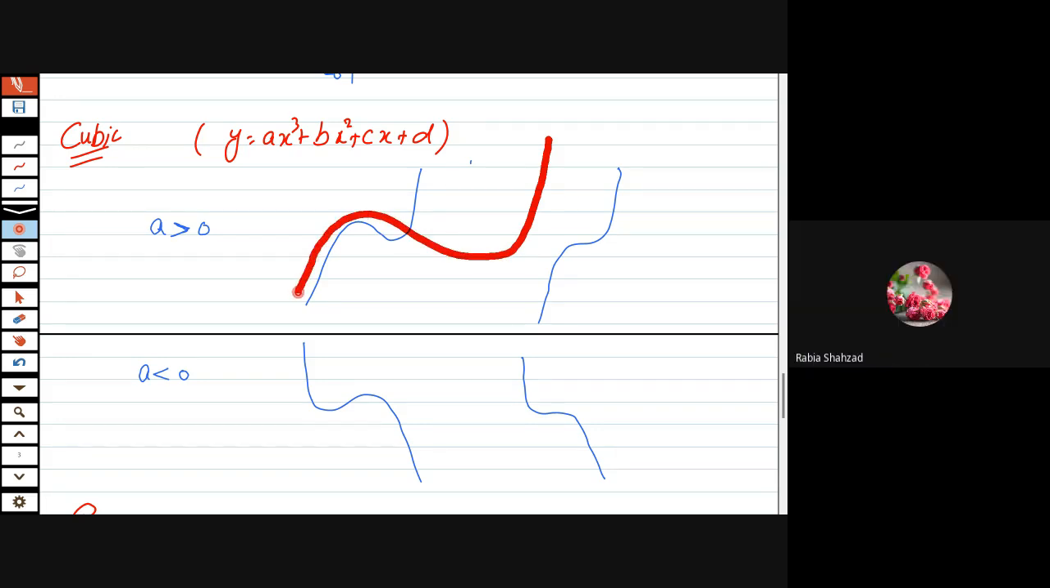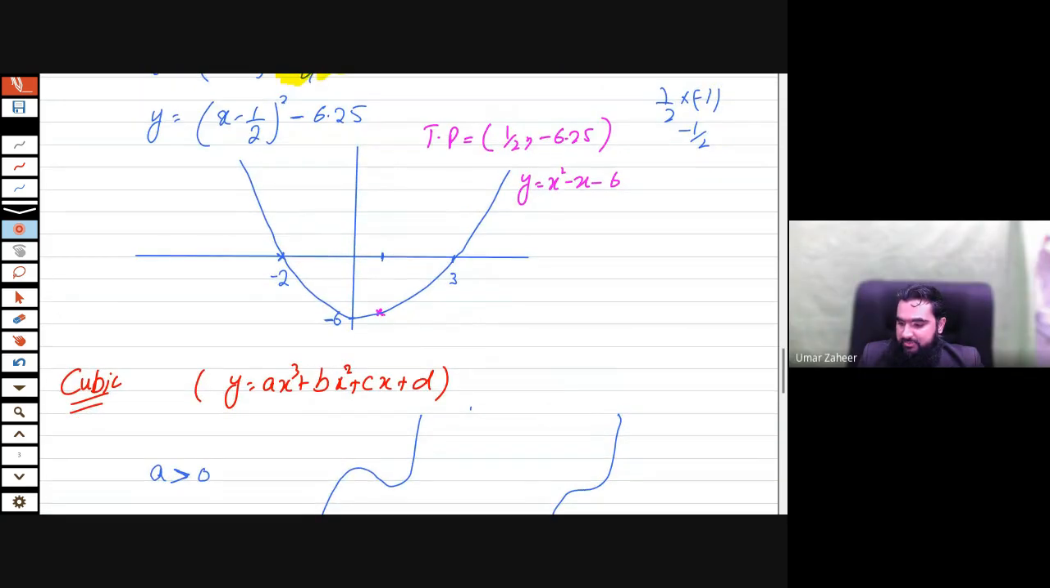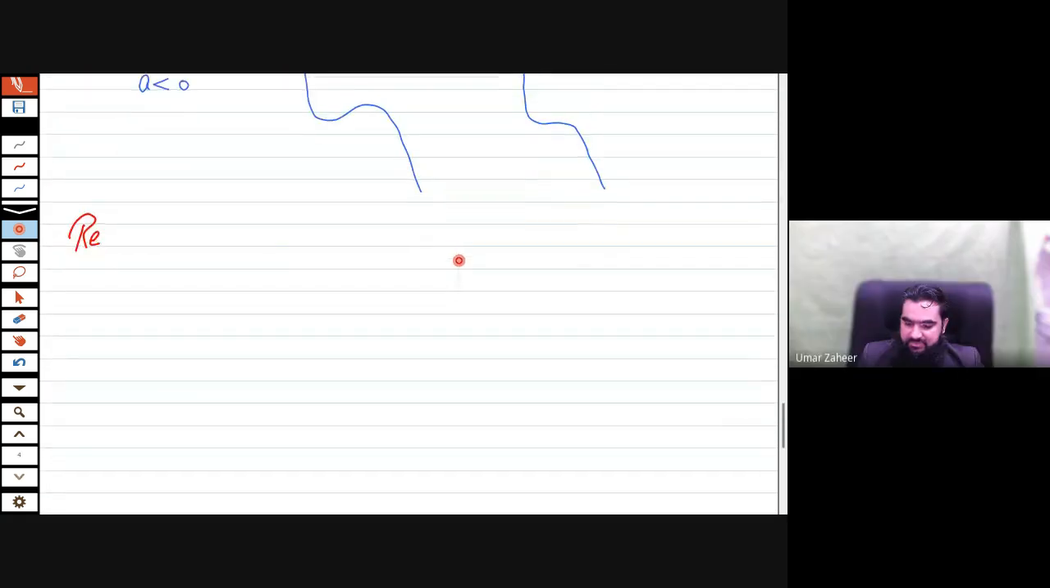Sir, so how do we know where it turns? You just have to make a general shape. Look at here. We don't know the values of these. For example, let's see how to take an example.